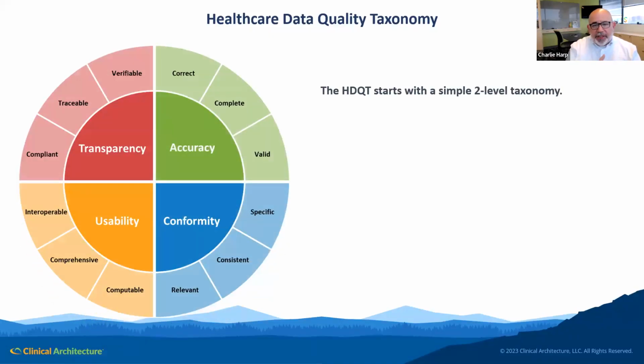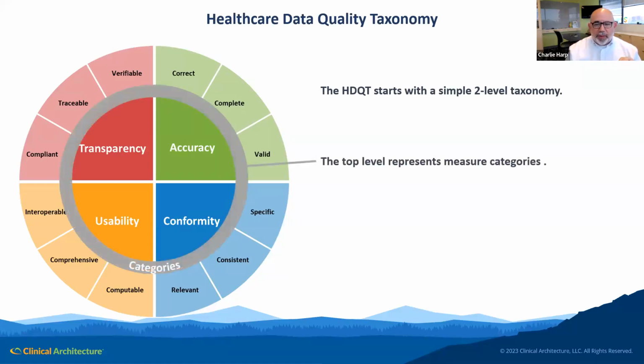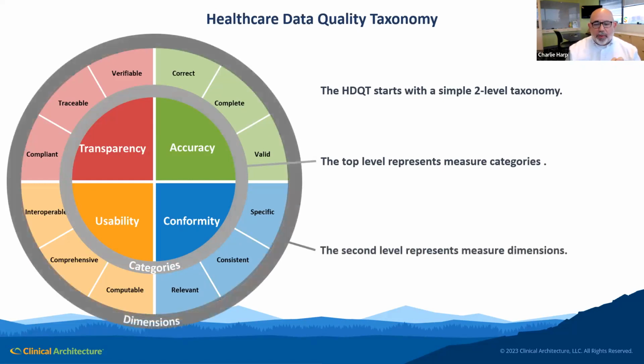So the HDQT starts with a very simple 2-level taxonomy. And I'm going to get into the weeds of this, but essentially you've got a top level which represents measurement categories, and a second level which represents measured dimensions that allow us to fine-tune the things we're looking at.